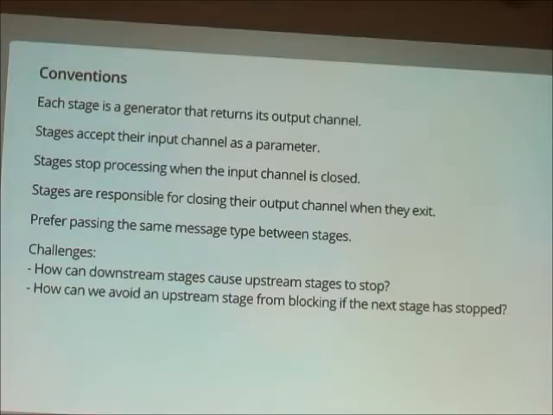And of course the challenges we want to solve, which we kind of solved already in the program that I just showed, is we talked about how closing the output channel will trigger the next stage to stop. But what if one of the downstream stages has an error? How do we stop the upstream stages from trying to continue to write to their channels? Similarly, how do we avoid that upstream stage from blocking if the next stage has stopped? So these are things that we have to address. And feel free to interrupt and ask questions if you want.